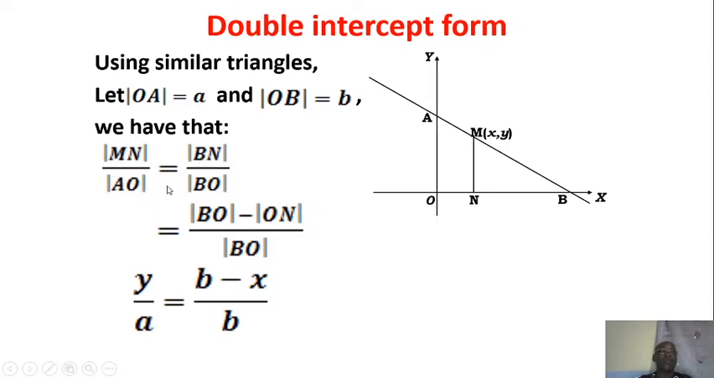Mn over AO, look at it, this over this is equal to this over this. That's what we mean. As a result, it is equal to Bn over Bo. We come down. Remember that Bn, from here to here, is the whole of this length minus the part from here to here. That's why we are saying Bo minus On.